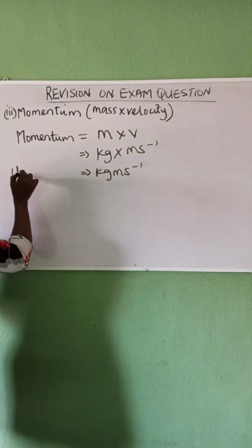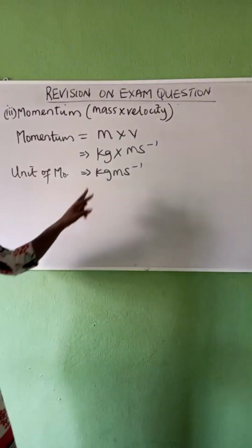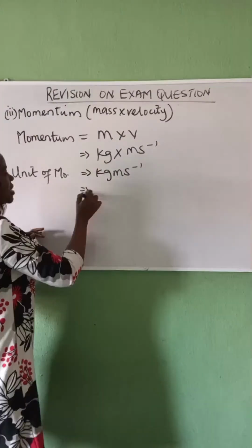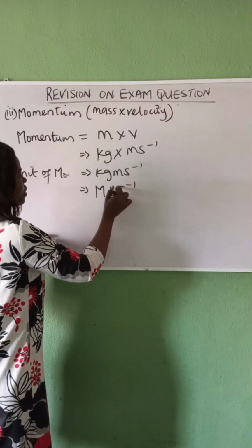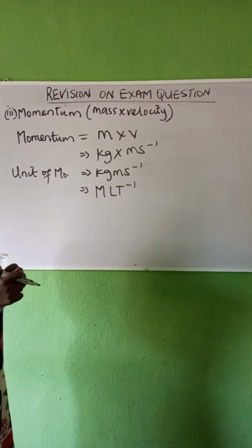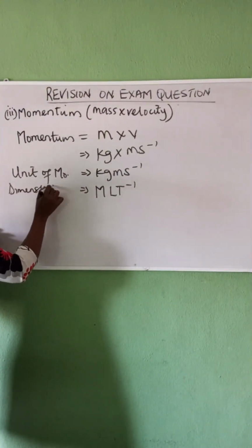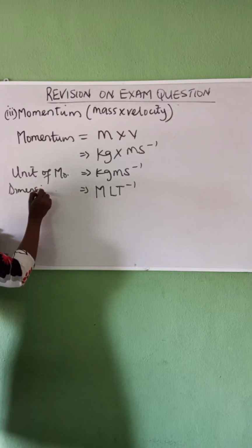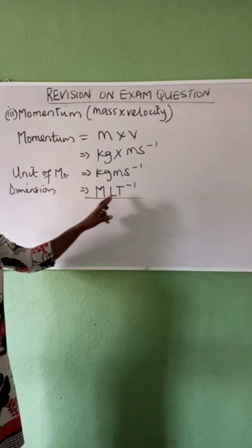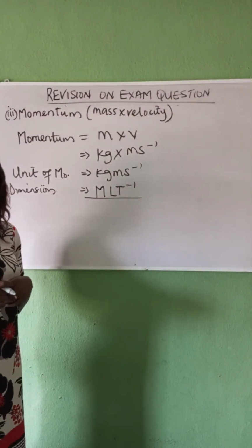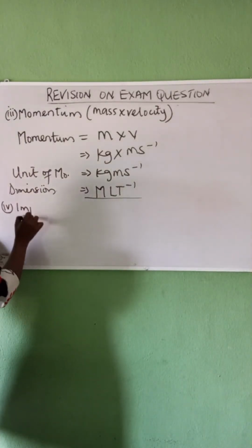Now, can we get the dimension? This is the unit of momentum, okay? Can we get the dimension? Saying this is what? M L T power minus 1. Is that clear? Now, this is the dimension of what? Of momentum. That is M L T power minus 1. Right. So the next we are going to look at is impulse.